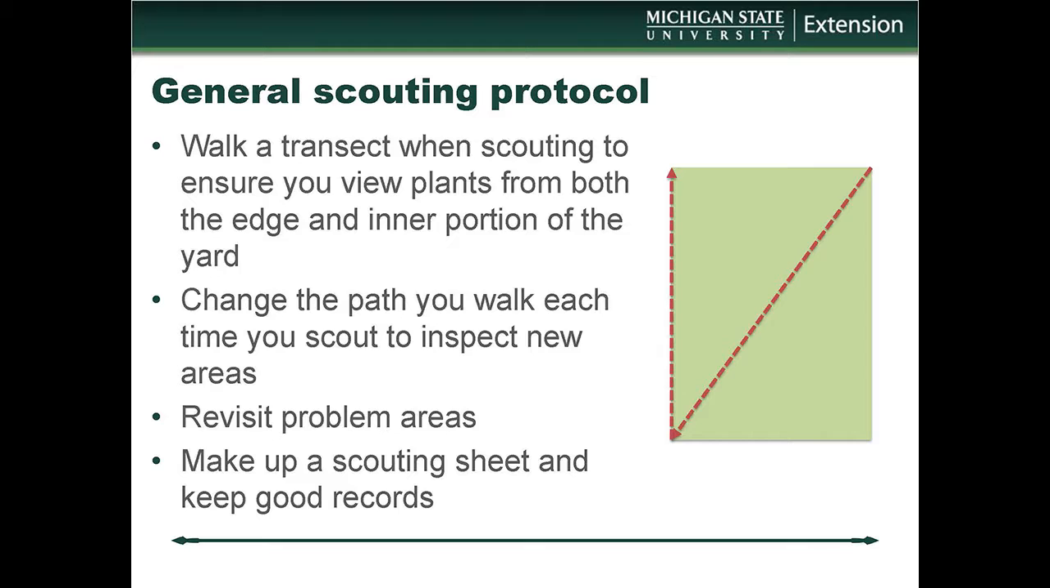We talk about walking a transect and an edge in scouting. So if this was your whole field here, you'd want to walk a diagonal right across it as well as an edge. Oftentimes we see the most downy mildew on the interior of a block. That's where that microclimate occurs, that humidity is at its highest.